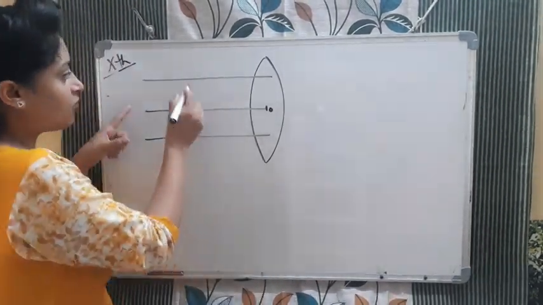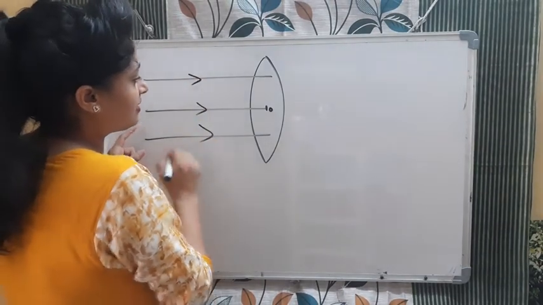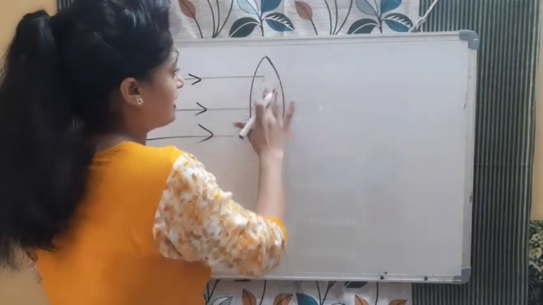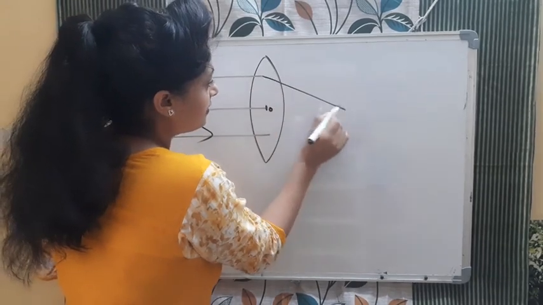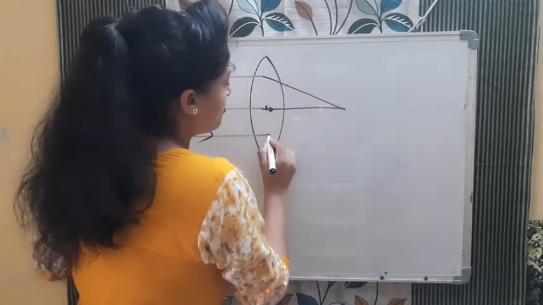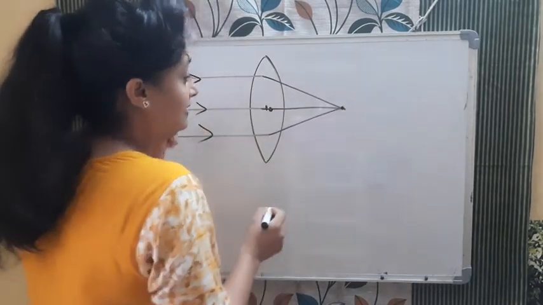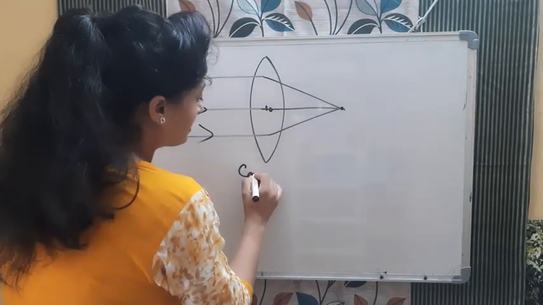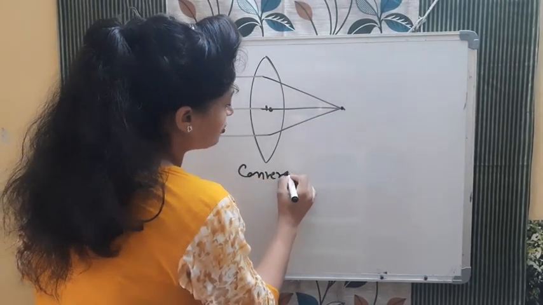So if the object is this side and rays of light are coming here, after passing through this lens they will deviate, and the point, because it is a convex lens. Convex lens is what kind of lens? Converging lens, converging.